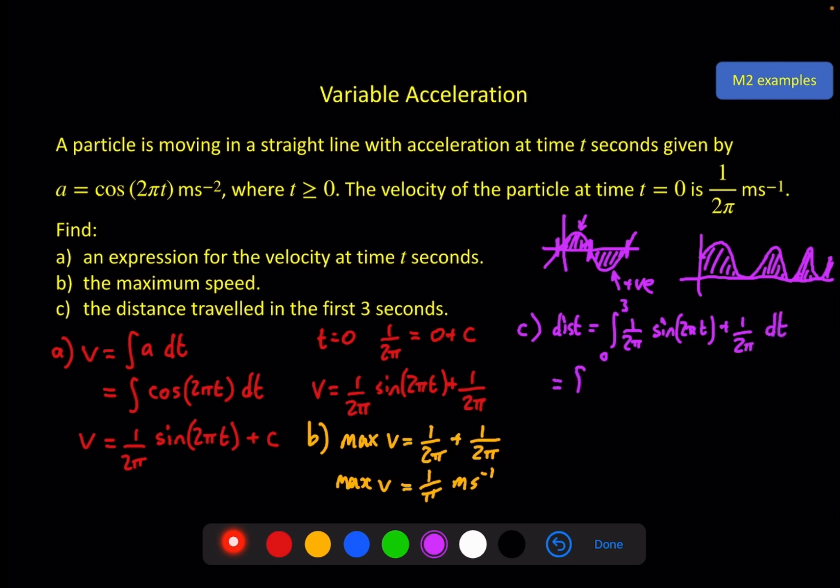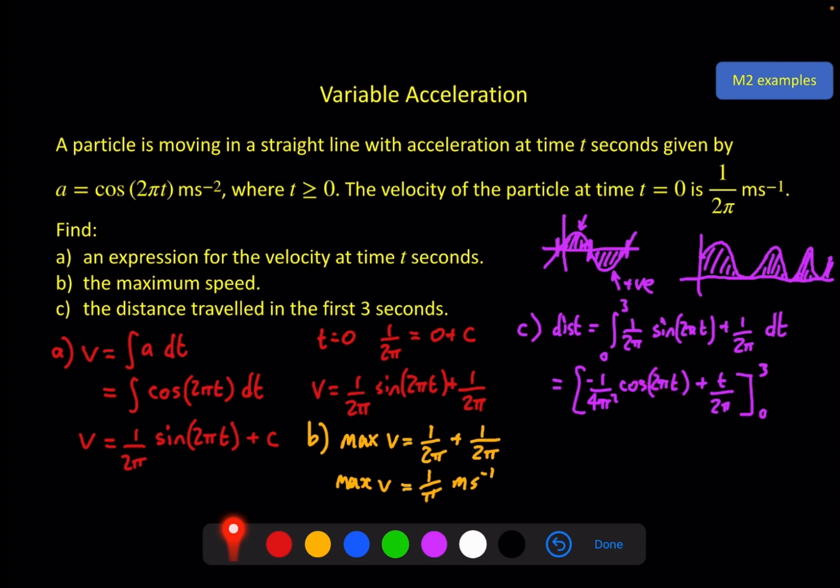Doing that gives us 1 over 4 pi squared. Sine integrates to give negative cosine 2 pi t plus t over 2 pi. And we don't need a constant of integration because we're putting in the limits 0 and 3. When you put 3 in here, you get 6 pi. Cosine of 6 pi is a 1. When you put 0 in here, cosine of 0 is also a 1.